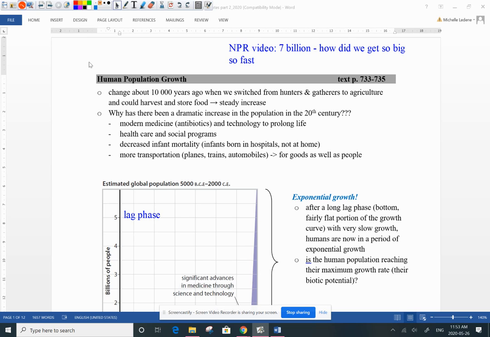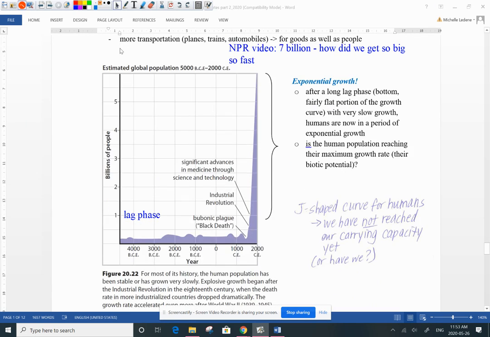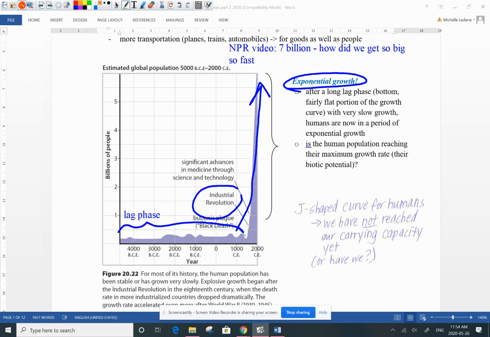And saying 7 billion, I think we're way past that now, but how did we get so big so fast? Well, we as humans had a really long lag phase. Our population was not changing very much for the longest time. Here's our lag phase, thousands of years, right? It wasn't until the Industrial Revolution that our population really started to take off, and that's the exponential growth that we talk about.